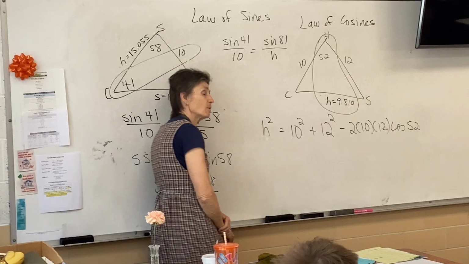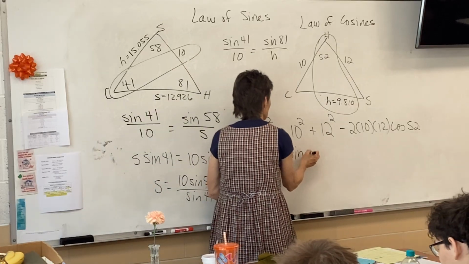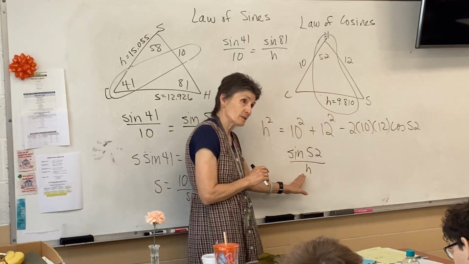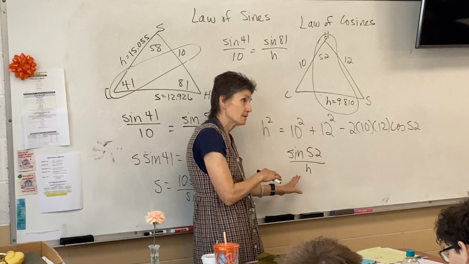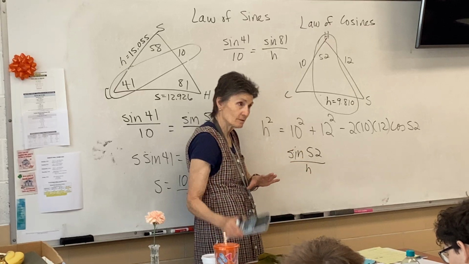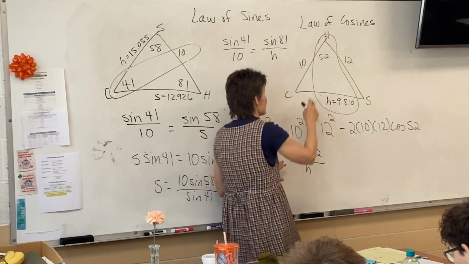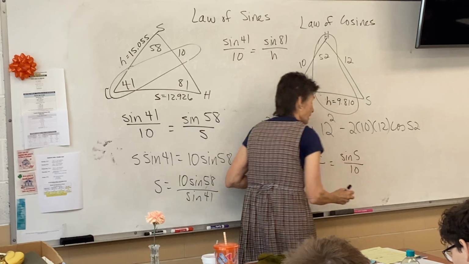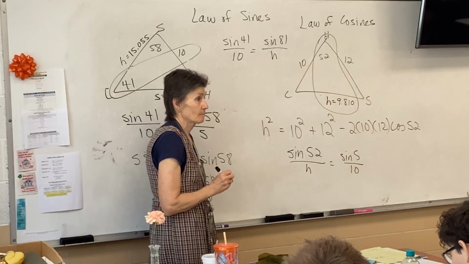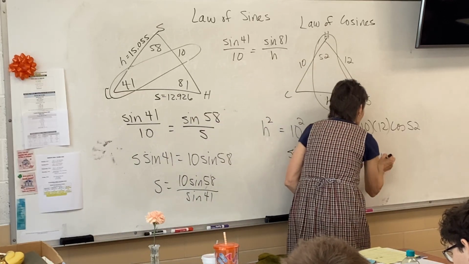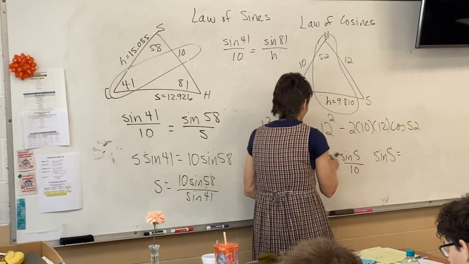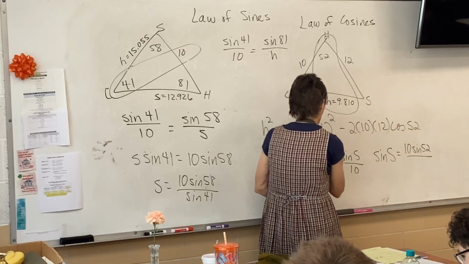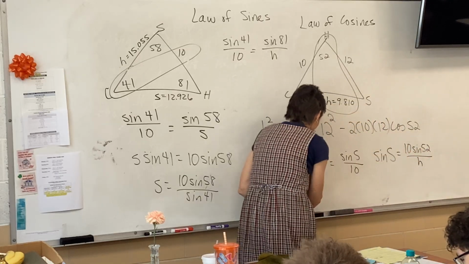Well, sine. Now we can do all signs. So sine 52 over h. Now remember, that's in our calculator, so we're not going to round it off and type it back in. We're going to just pick it up right off the calculator. But sine 52 over h is going to equal sine s over 10. So sine s will equal 10 sine 52 over h. Remember, that's in my calculator.